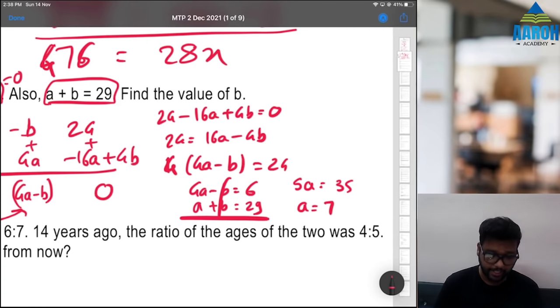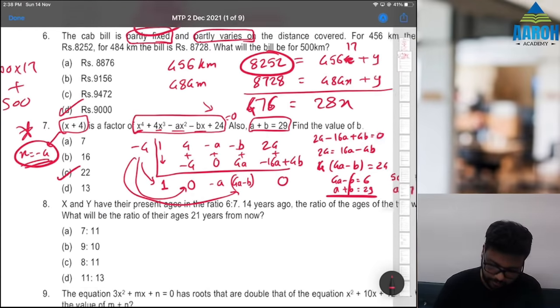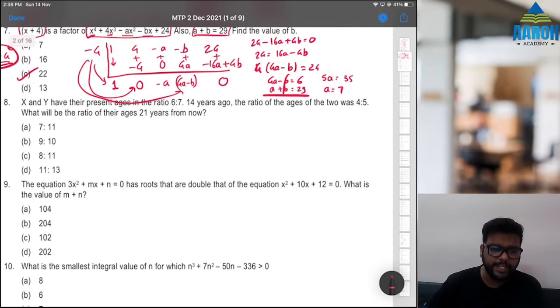A plus b is 29. A is 7 means what? b is 29 minus 7, which is 22. Option C is the correct answer. This was a good question. Mark it. Okay. Next, 8th.